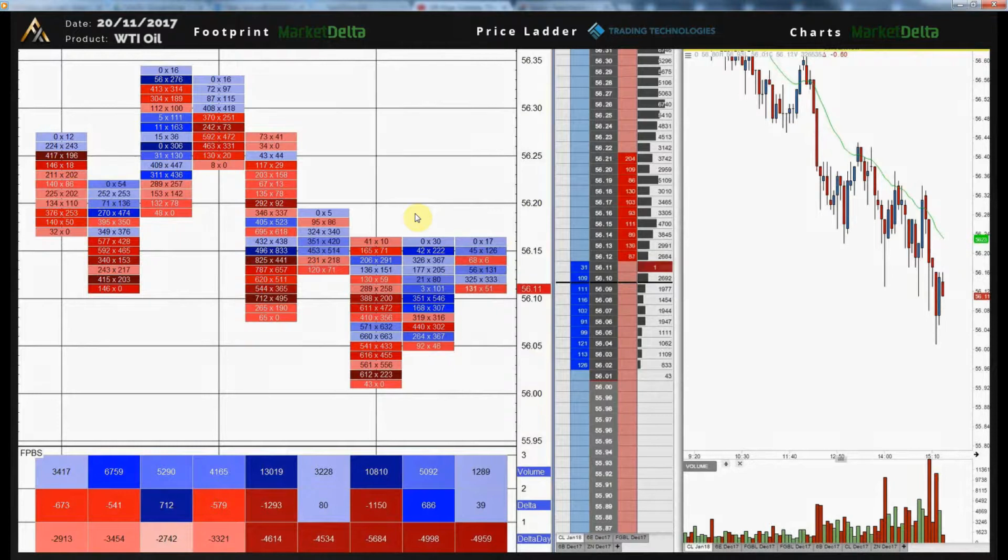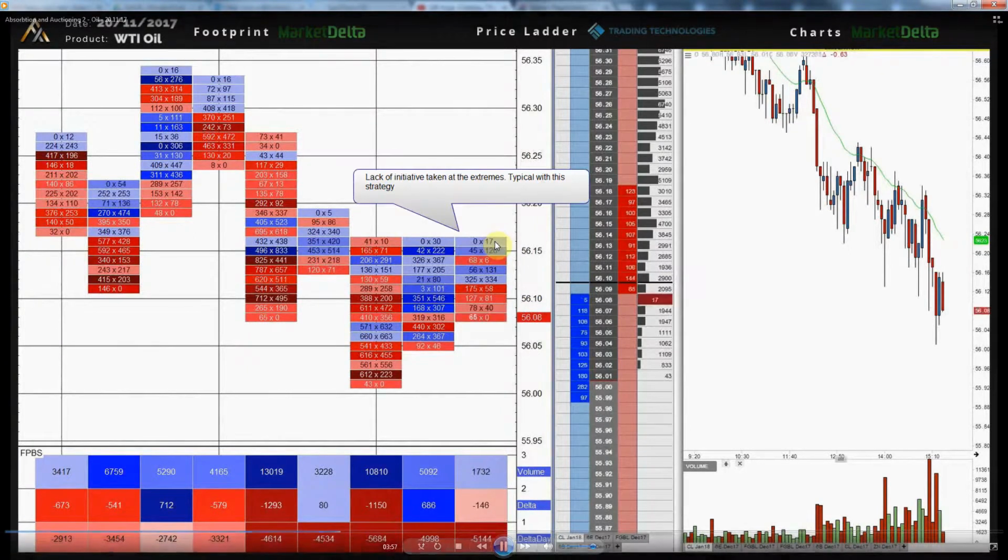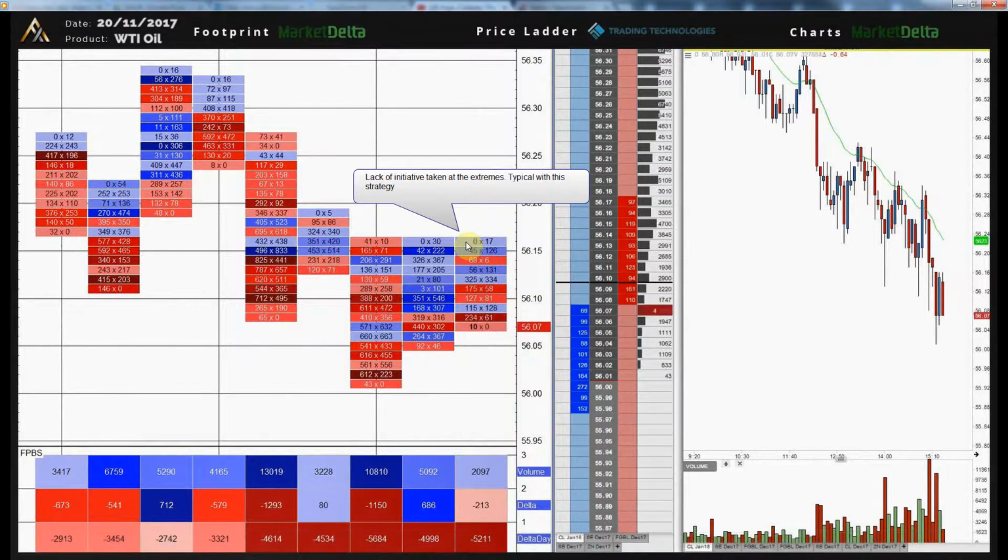What is very interesting and important to note is we do have the inside candle. So this is variation number 2 of the strategy. This inside candle has formed inside of the previous candle. Do note what we're seeing at the extremes: 41 by 10, 0 by 30, 0 by 17. This tells us there is a real reluctance to initiate above this price point 16. We can see it not just once, not just twice, but now a third time: buyers are not willing to initiate above price point 56.16.